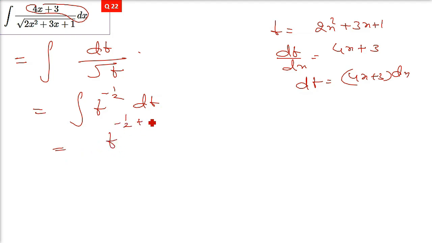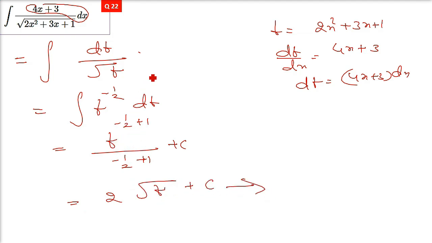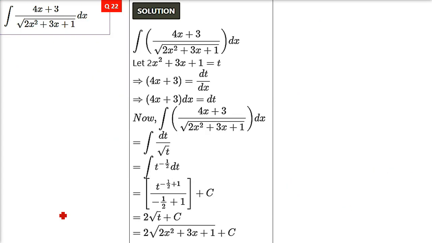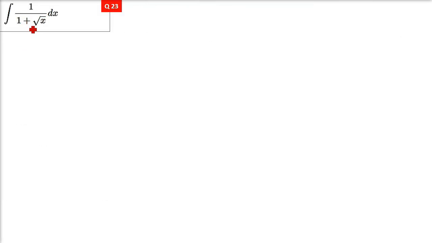That you already know. Alright. So this is negative half plus 1 plus constant of integration divided by 2. Divided by 1 minus half is half, so 2 goes up. 2 under root t plus constant of integration. So this is 2 under root 2x square plus 3x plus 1 plus c, because I have replaced t now. So this is the result I was talking about. These previous question and this question are almost same. 1 by 1 plus under root x. Now how are we going to go about it? The first thing that will come into mind is multiply 1 minus root x, 1 minus root x, numerator, denominator.